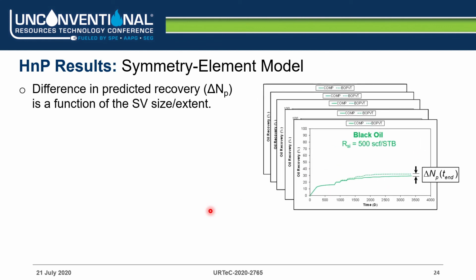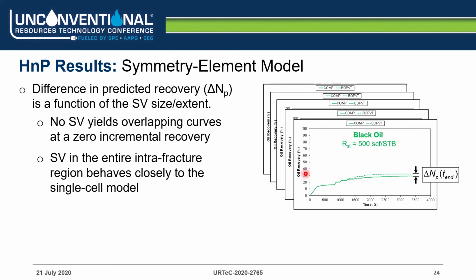The final difference in recovery is not just a function of the initial solution GOR, it's also a function of how big the shattered volume is, how large the extent of the shattered volume is. Had we made the entire reservoir model a dual porosity region, this profile would look much like the single cell model, and that's why I called the single cell model an upper limit of recovery for the Huff-n-Puff process. Of course, the lower limit would be if you had no shattered volume, which would give you just a flat line here with no incremental recovery, and there the models should overlap.